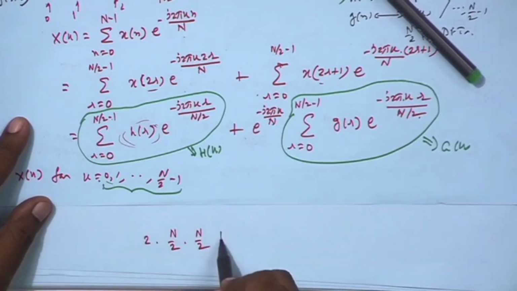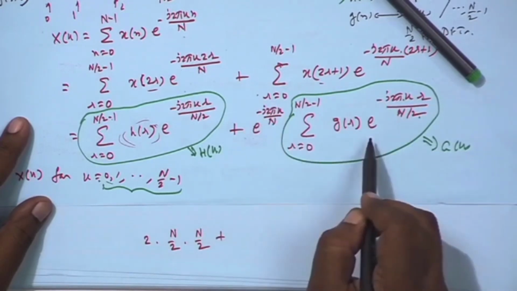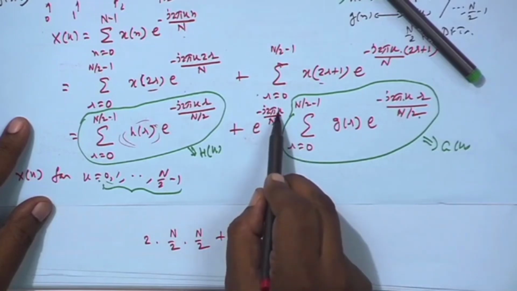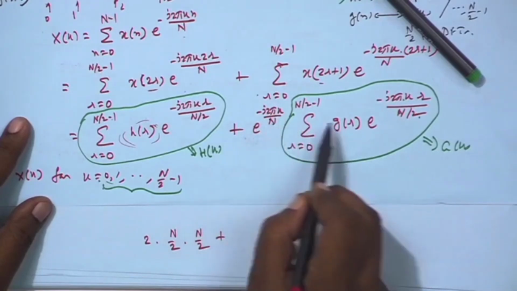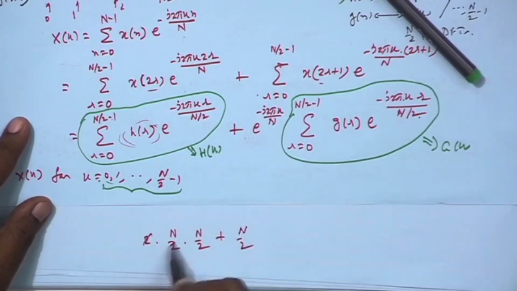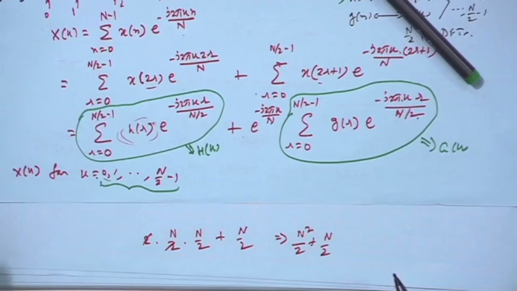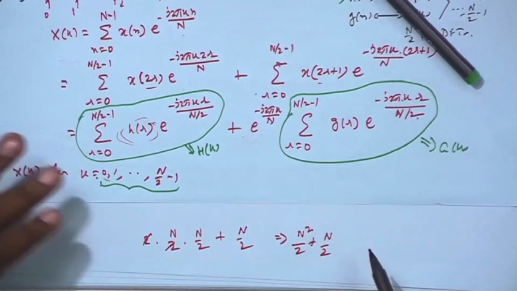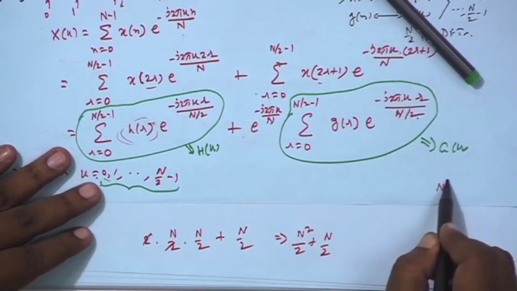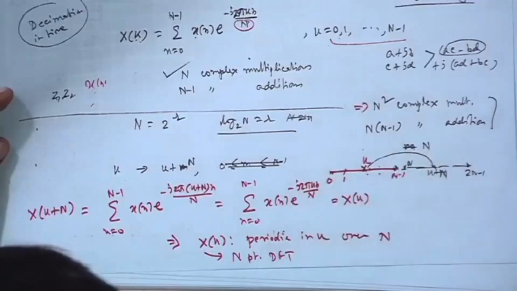and plus this term into this. Okay, this term into this means for k equal to 0, 1 multiplication, for k equal to 1, 1 multiplication. How many k? N/2 k. So, another N/2. So, N squared by 2 plus N/2. All right, N squared by 2 plus N/2. Originally, I had N squared. Okay, originally, I had N squared complex multiplications, right.